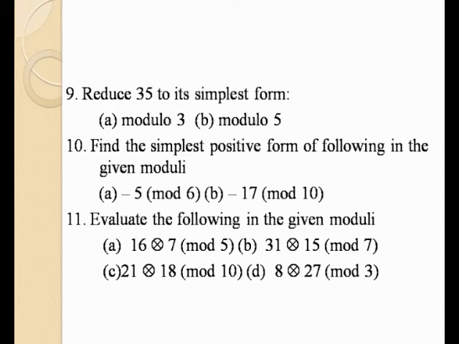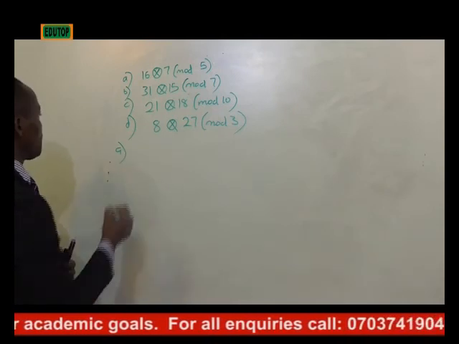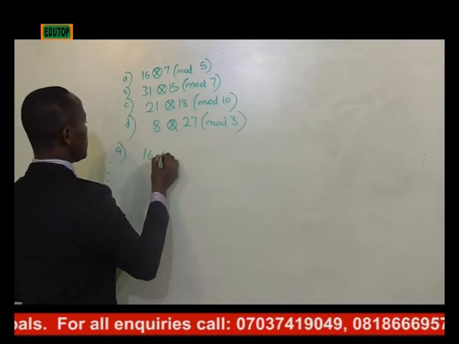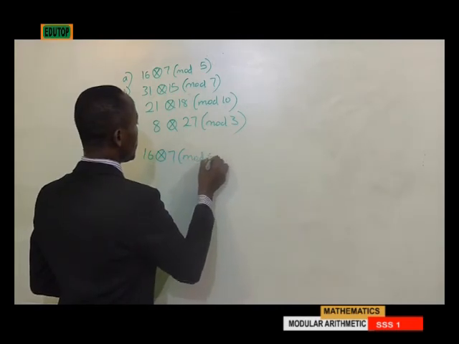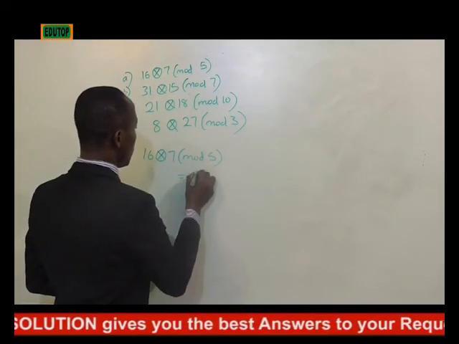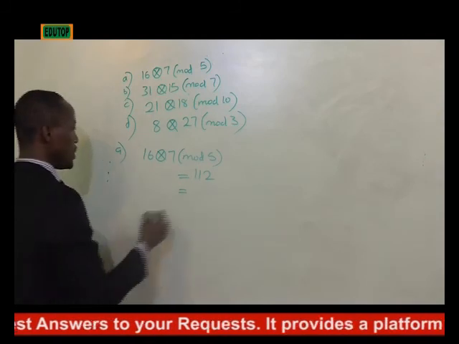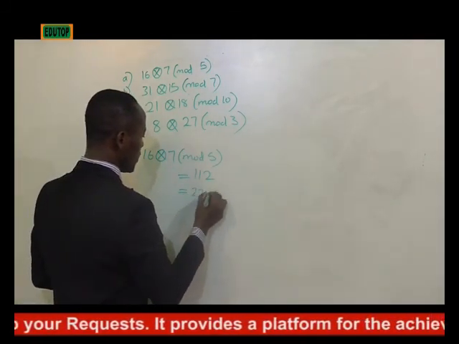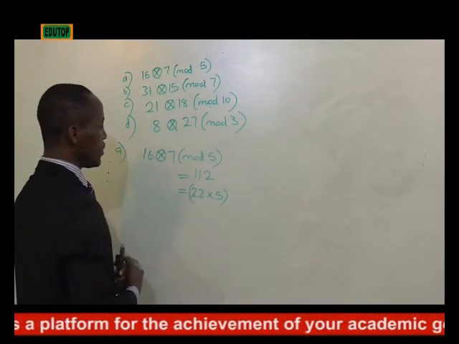C, that's 21 times 18 modulo 10. Then D, that's 8 times 27 modulo 3. Now, for A, we'll be using two methods and then we'll choose the best method to use. That will be 16 times 7 modulo 5, which is equal to 16 times 7 is 112. 112 is 22 times 5. 22 times 5 is 110. 112 minus 110 is 2.